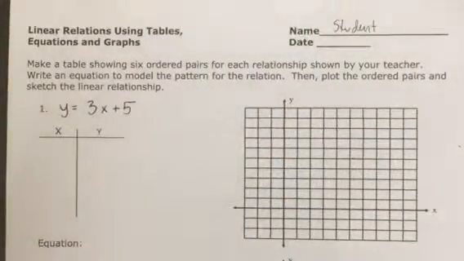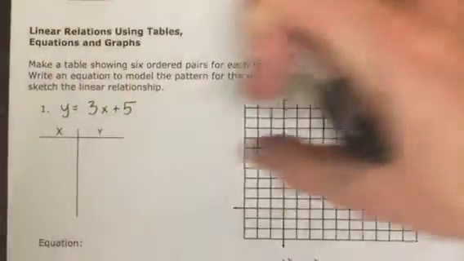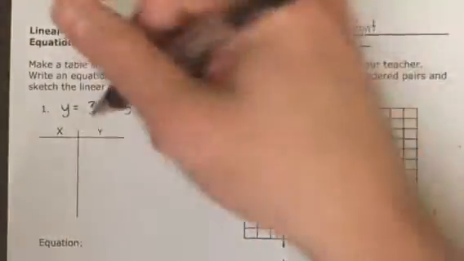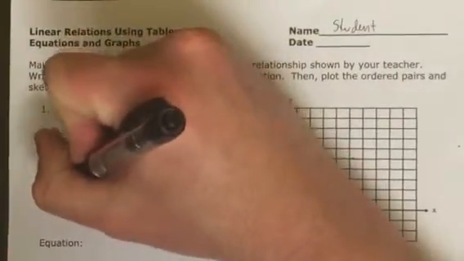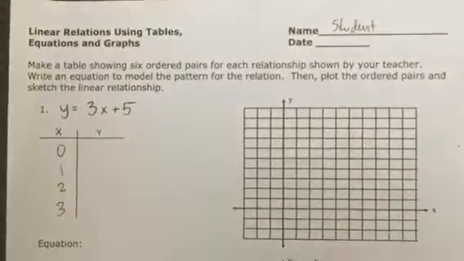With this equation, we're going to create the table and then the graph. Doing the graph and then the table, it doesn't matter. Here's what we're going to do. We'll pick 4 points: 0, 1, 2, and 3. We're going to use these 4 points to help us solve.